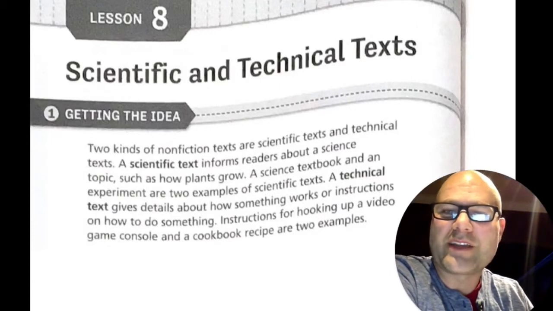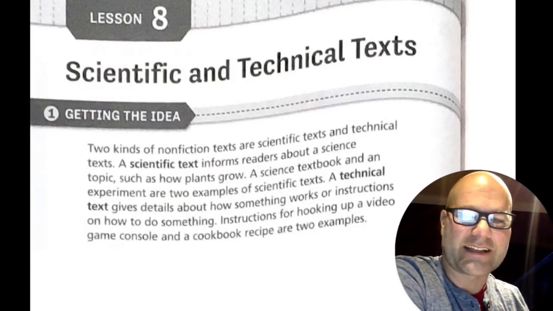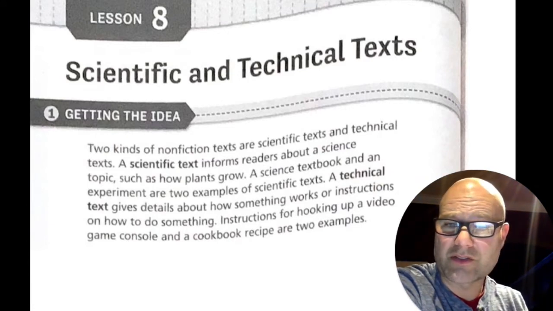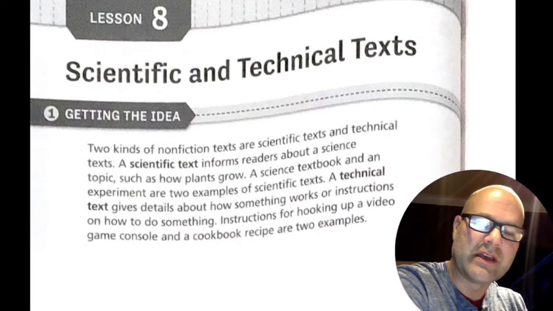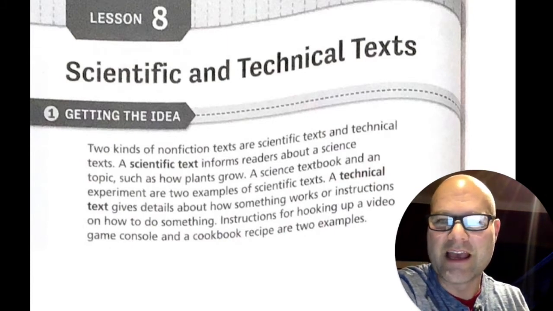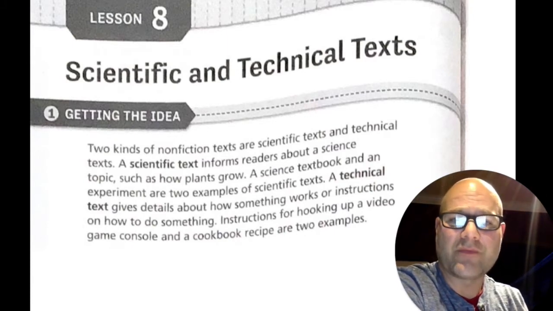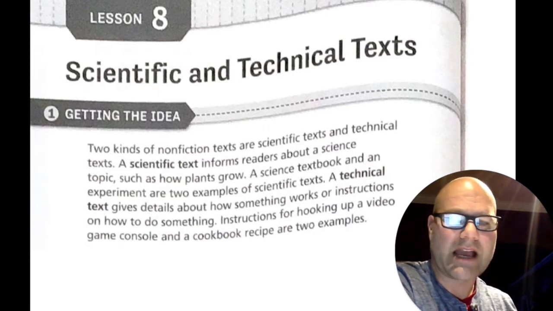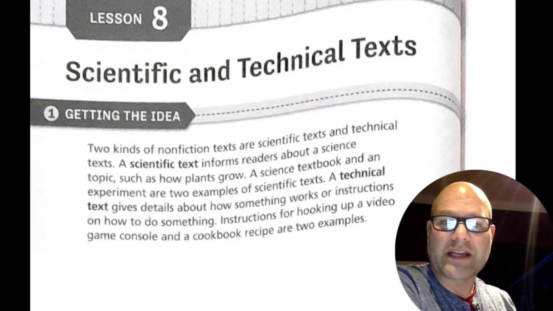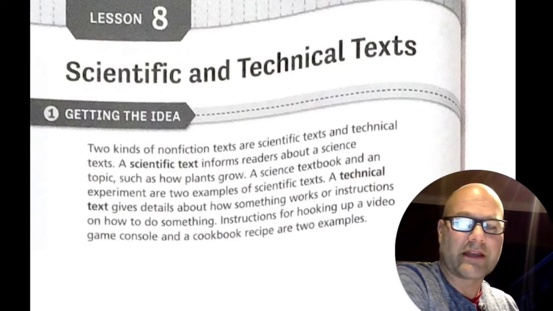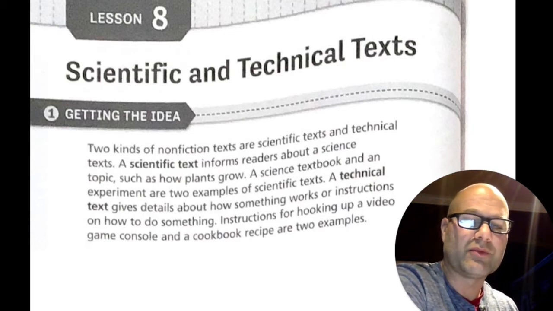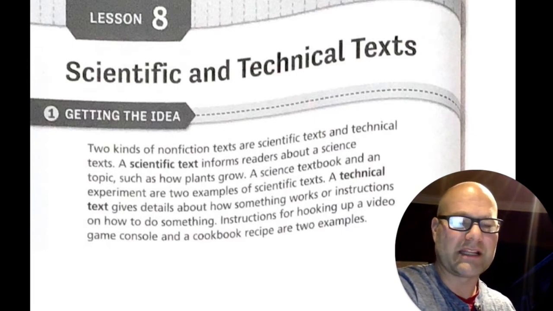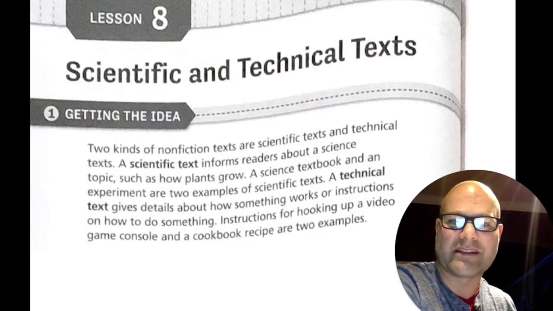This week we're going to be looking at scientific and technical texts. Two kinds of nonfiction texts are scientific texts and technical texts. A scientific text informs readers about a science topic, such as how plants grow. A science textbook and an experiment are two examples of scientific texts. Any kind of reading that has to do with science would be a scientific text.